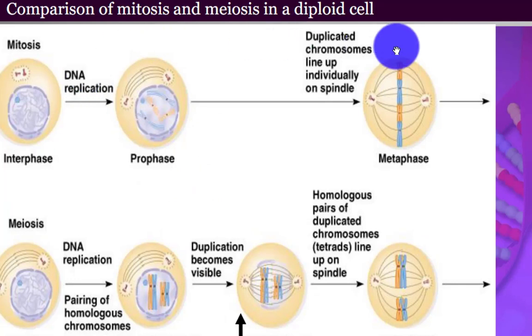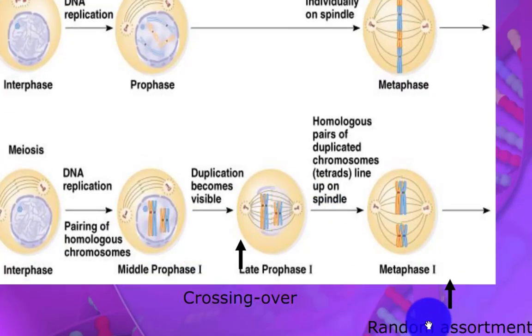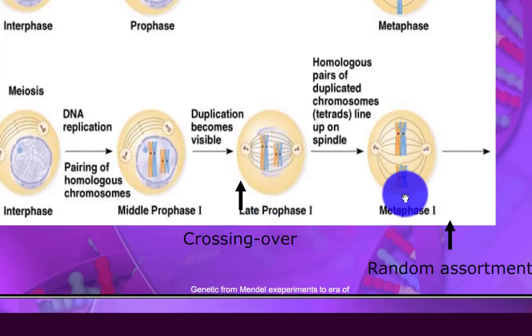Comparison of mitosis and meiosis in diploid cells. Here in mitosis, DNA replication. In prophase, duplicated chromosomes line up individually on the spindle. In meiosis, a pairing of homologous chromosomes and duplication become visible. Homologous pairs of duplicated chromosomes, tetrads, line up on the spindle. Here crossing over and random assortment occur.